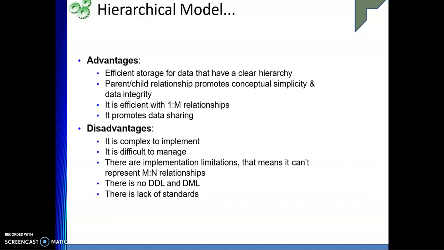Although the hierarchical data model promotes data sharing and has a parent-child relationship, it is very complex to implement. It's difficult to manage as there is no DDL and DML. Lack of standards is another disadvantage of the hierarchical model. DDL is data definition language, and DML means data manipulation language.